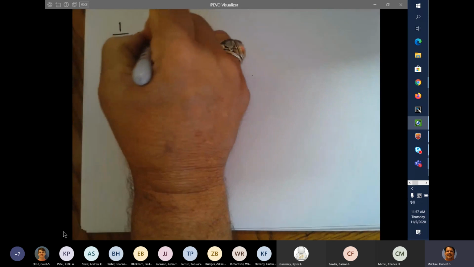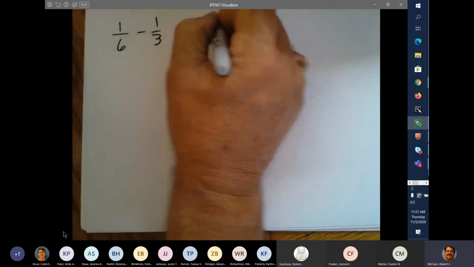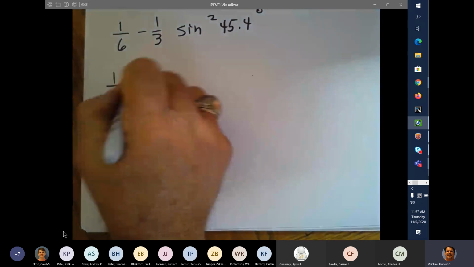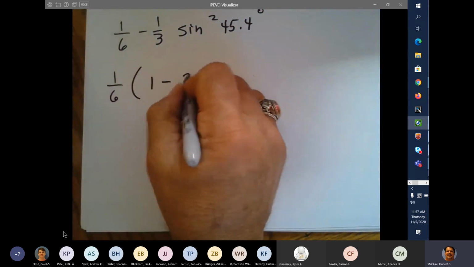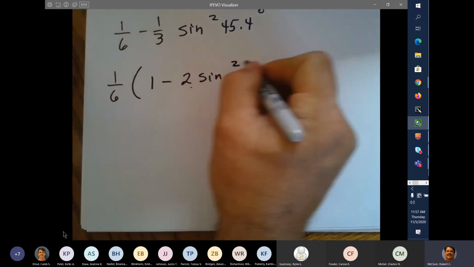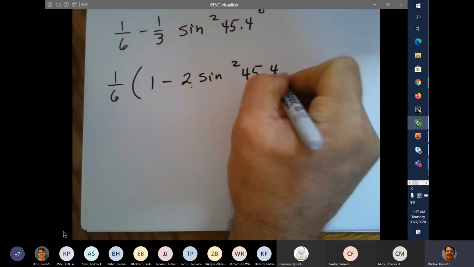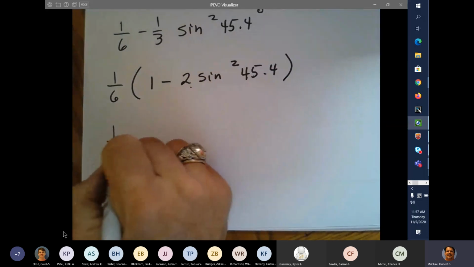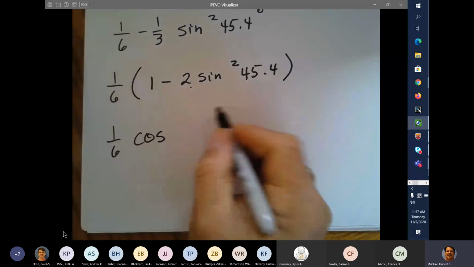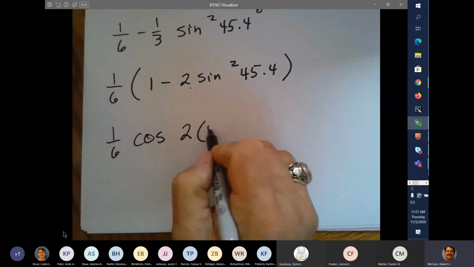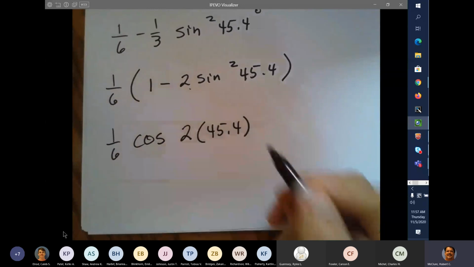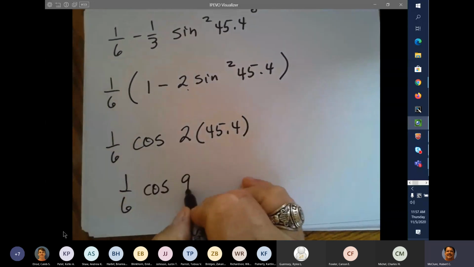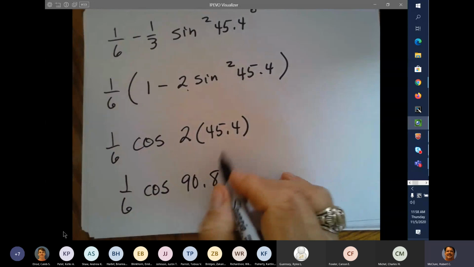1/6 minus 1/3 sine squared 45.4 degrees. Factor out a 1/6. 1 minus 2 sine squared 45.4. And that looks like the cosine, so that's 1/6 times cosine of 2 times 45.4, 1/6 cosine of 90.8.